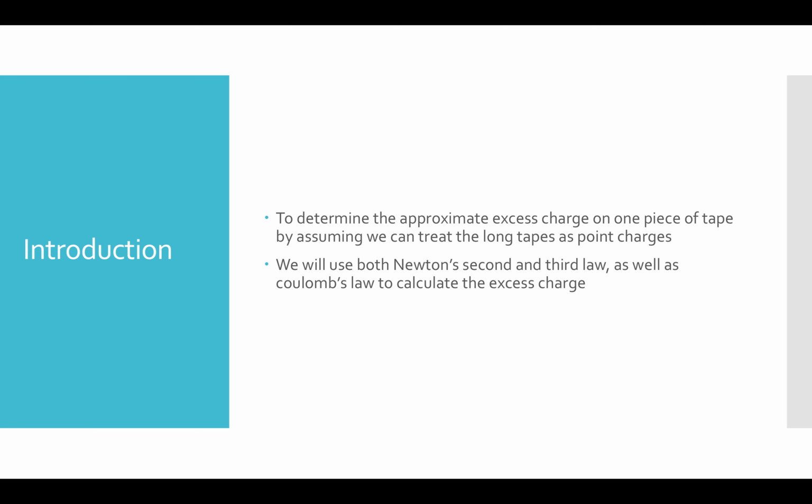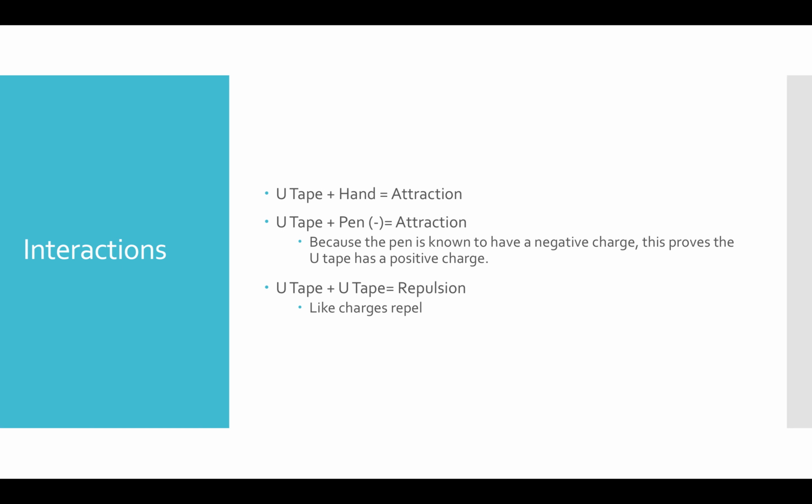So an introduction, this lab was to determine the approximate excess charge one piece of tape has on another. We did this by assuming we can treat the long tapes as point charges. In order to do this, we will be using both Newton's second and third law, as well as Coulomb's law, in order to calculate the excess charge.